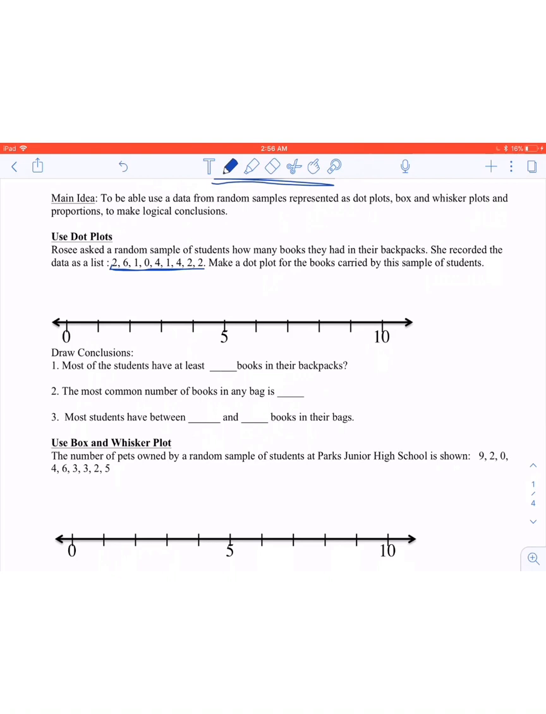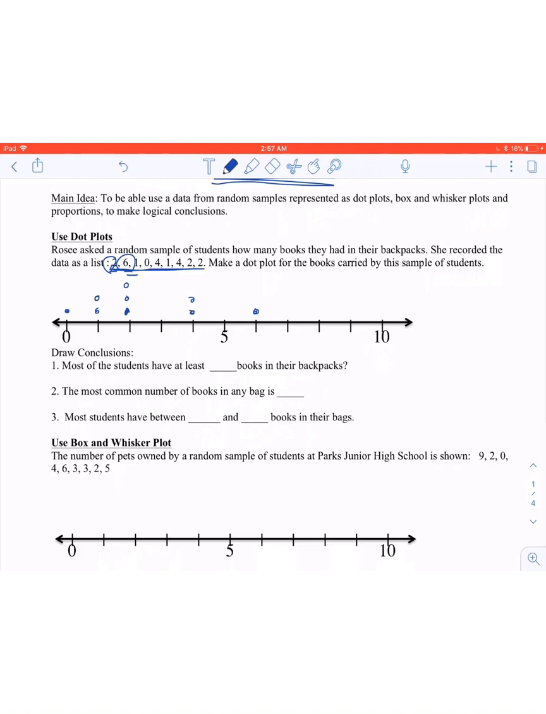Here we are provided with a number line. We're going to put dots over each of these numbers that are represented. So we have 2, 6, 1, 0, 4, another 1, another 4, 2, and 2. So here's our dot plot.